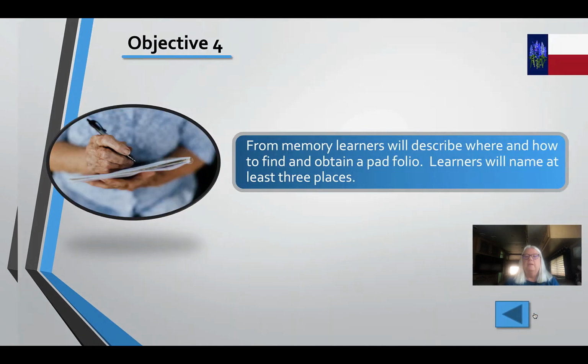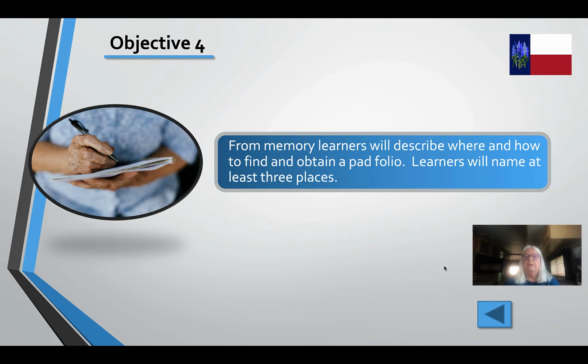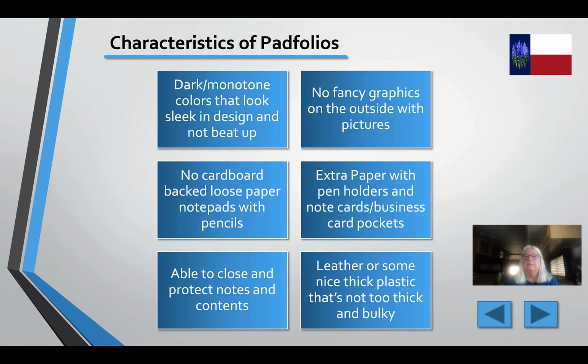Okay, here's the fourth objective. This talks about the learner finding and obtaining a padfolio and how you go about doing that. So he's telling us what's a padfolio all about, what needs to be in there, what characteristics do we need.